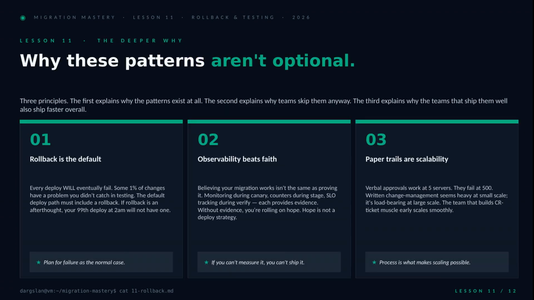Step back for a moment and ask why any of this matters. 3 principles hold the whole playbook together. First, rollback is the default because every deploy eventually fails, and your 99th change at 2 a.m. won't invent one for you. Second, observability beats faith. Without counters, SLOs, and canary metrics, you're shipping on hope. And third, paper trails are what let you scale. Verbal approvals work at 5 servers and quietly collapse at 500.